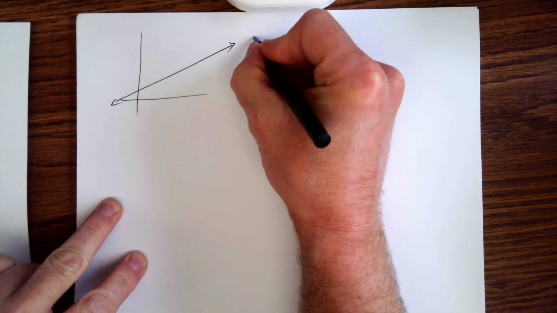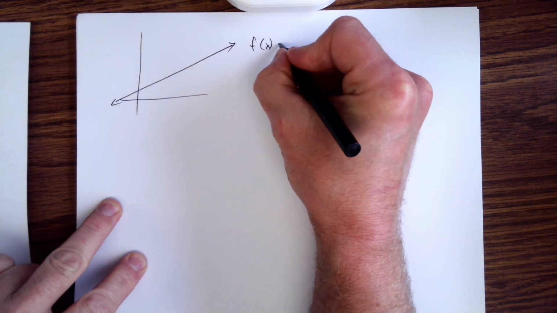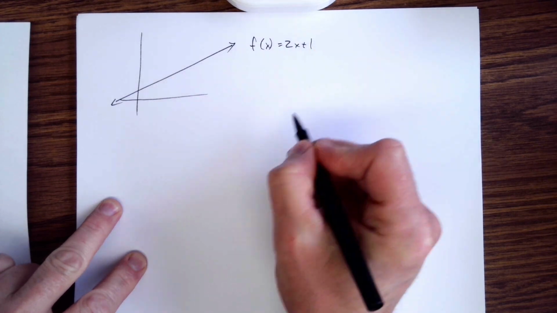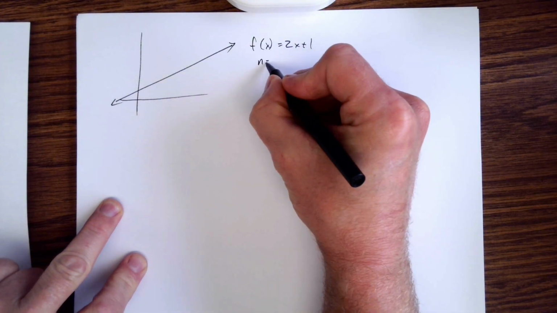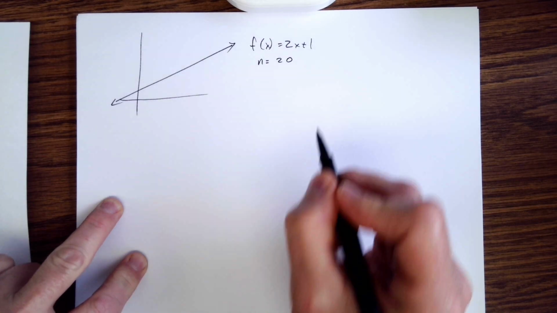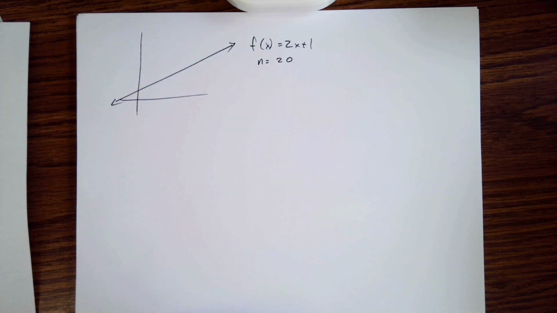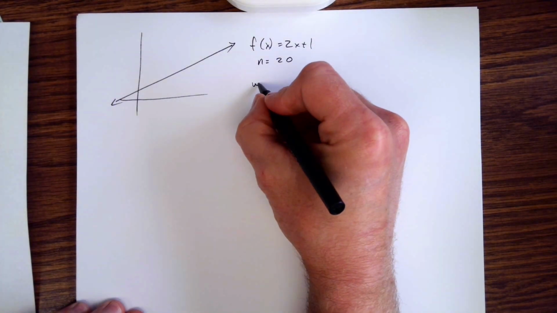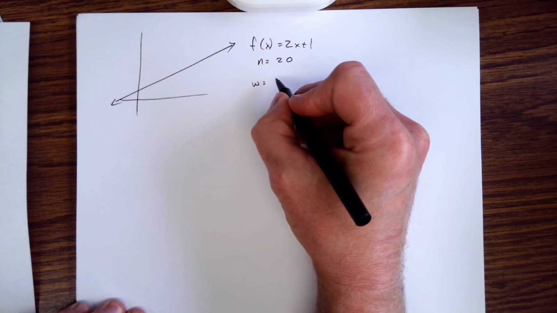Looks like this. We're still dealing with 2x plus 1, right? And in this case, what happens when we let n equal, say, 20? Now, doing this by hand gets really messy, but you're still doing the exact same process. It just takes more steps.